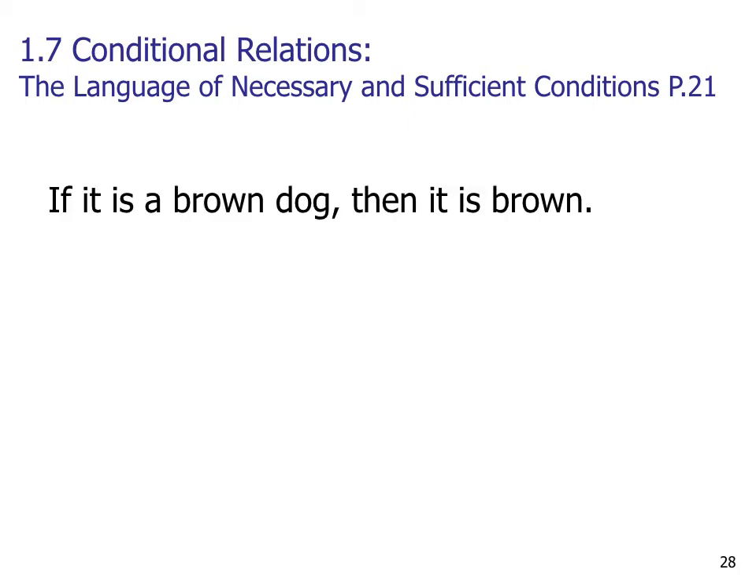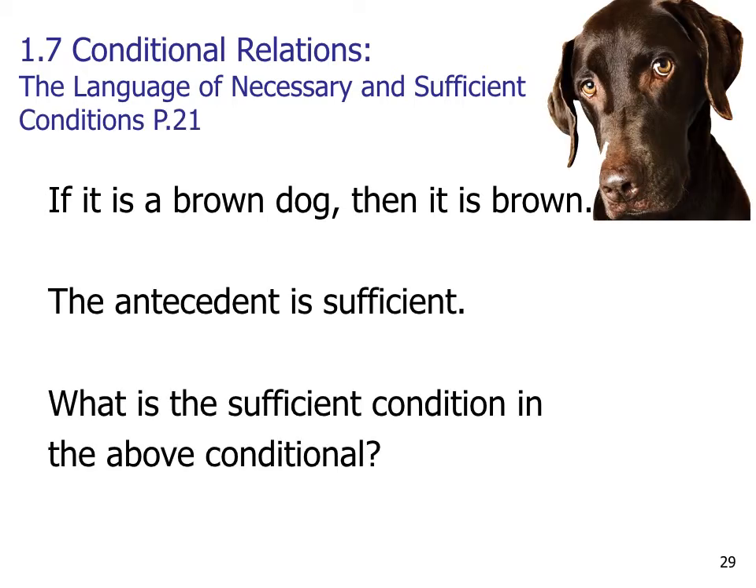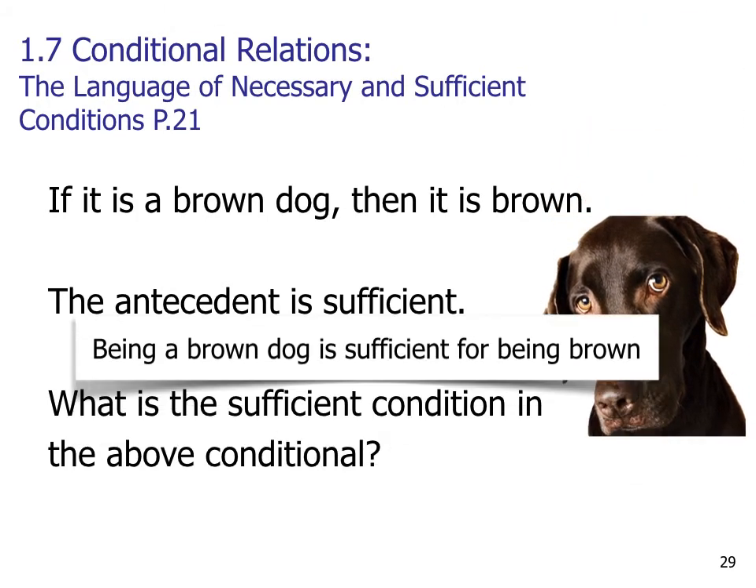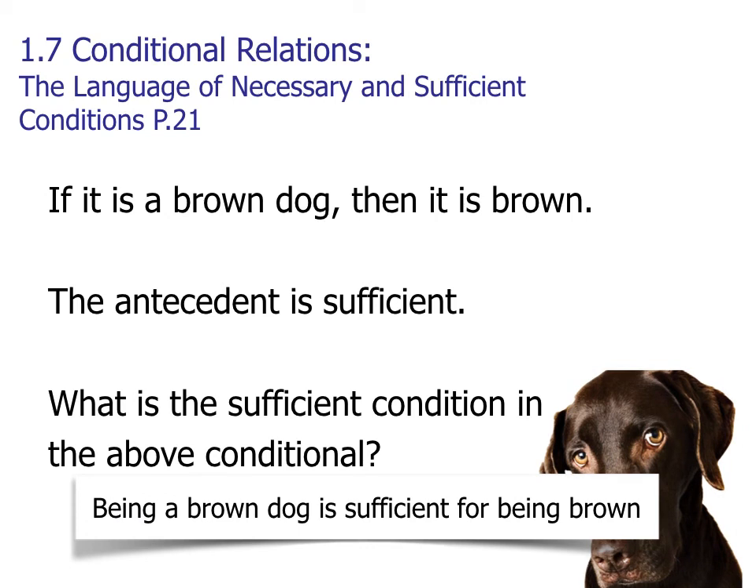If it is a brown dog, then it is brown. Remember, P, it is a brown dog, is the antecedent. Q, it is brown, is the consequent. The antecedent is sufficient. So what is the sufficient condition in the above conditional? Being a brown dog is sufficient for being brown. Anybody know what is necessary for being a brown dog? If you don't, send me a note and we'll talk about it.